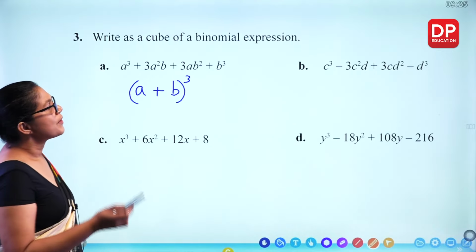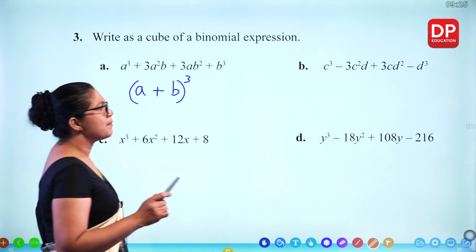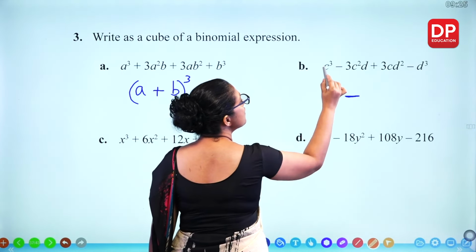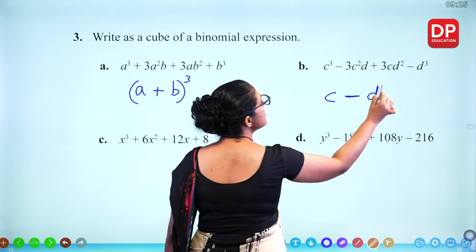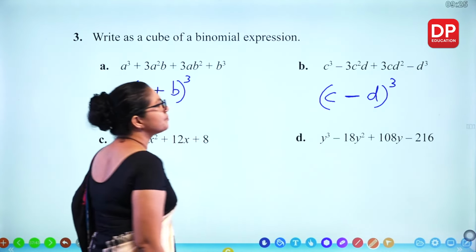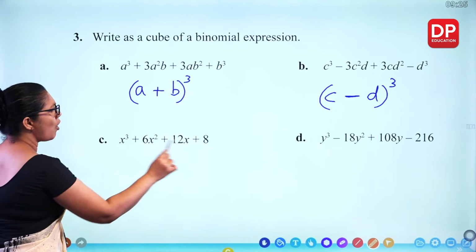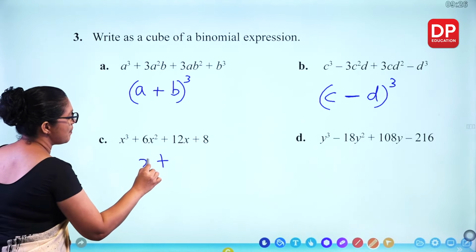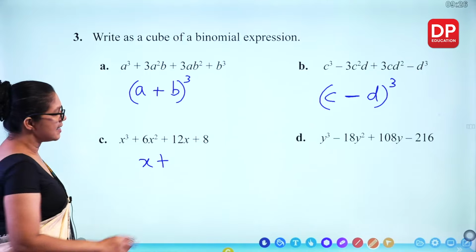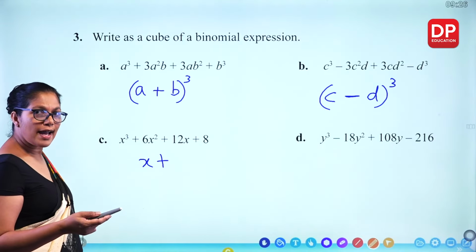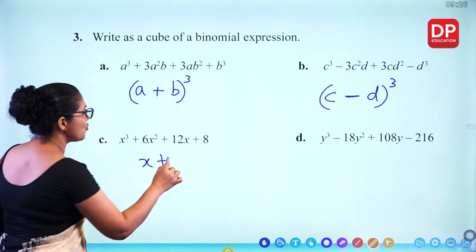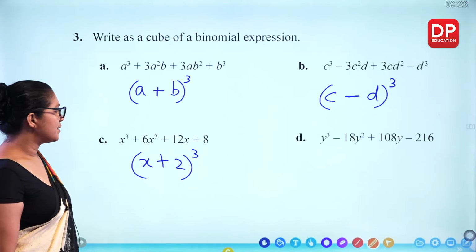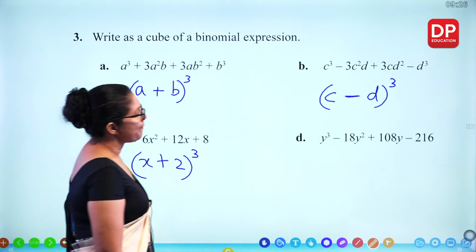What about this one? Plus minus plus minus. So that means middle term should be minus. What's the first term? First term is C. Last term is D. This one, all pluses. So the term is plus. X to the power 3 is there. So the first term is X. 8. What's the cube term for 8? 2 to the power 3. So you are getting 2 as the last number.